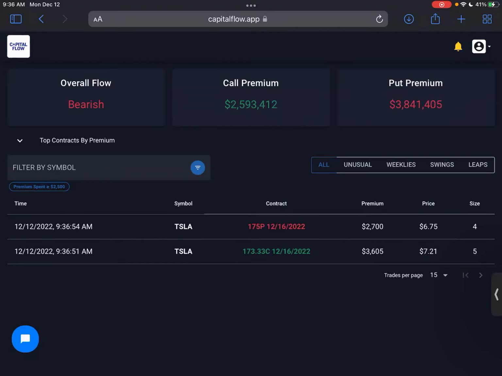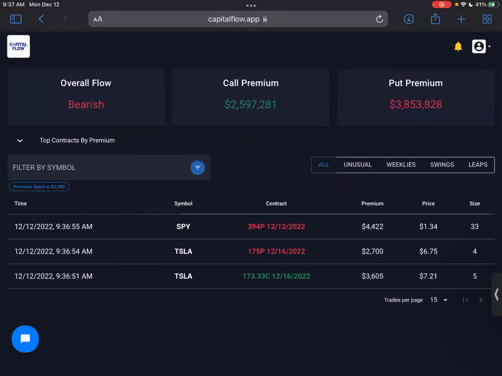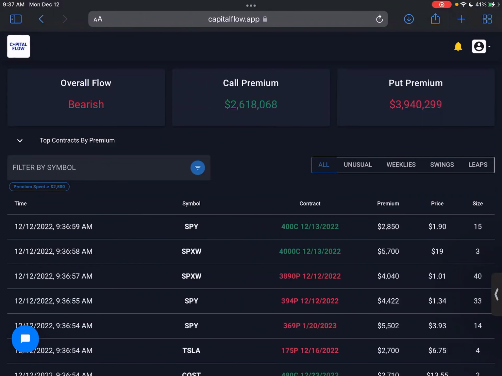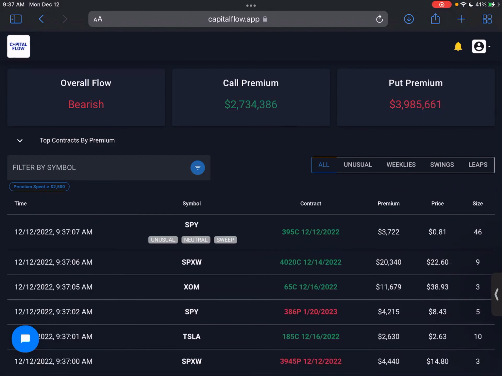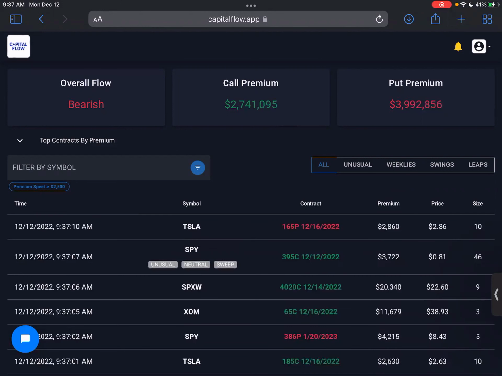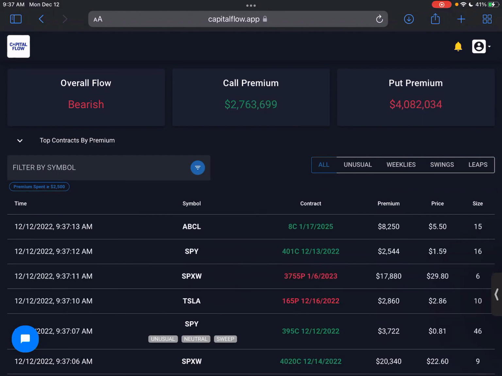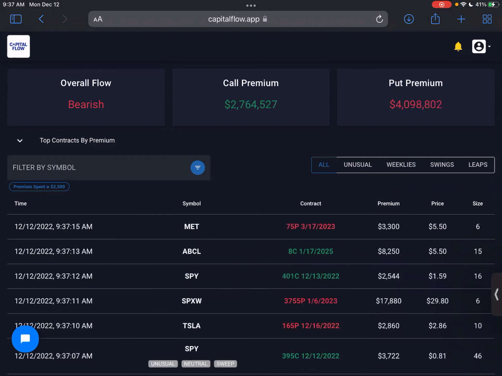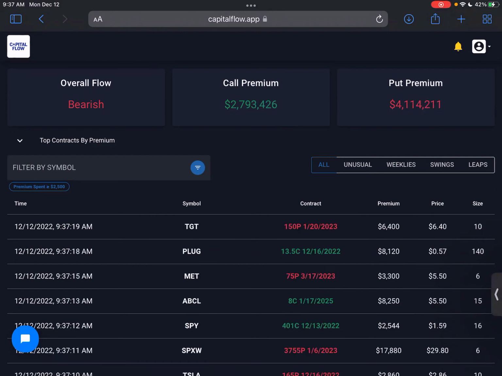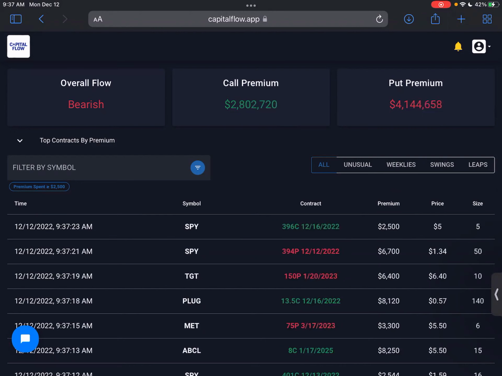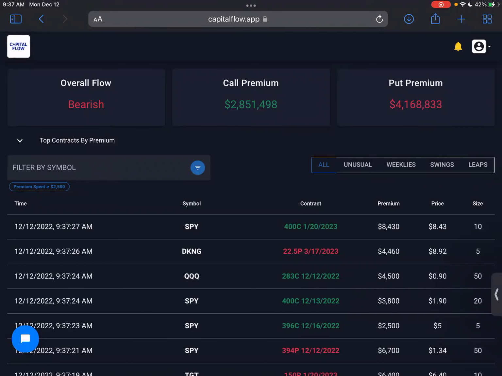All right, boom. So we're on Capital Flow, on the website capitalflow.app. I'm just going to kind of break everything down from top to bottom. So at the top, right there in the middle, you see we got those three boxes: overall flow, call premium, and put premium. So that's going to tell you the total amount of money that was spent on calls for the day, the total amount of money spent on puts for the day, and then it's going to give you the overall flow. So right now, we've got about 4.1 million spent on puts so far, 2.7 spent on calls. So obviously there's more money going into puts. So that means that the overall flow is bearish.